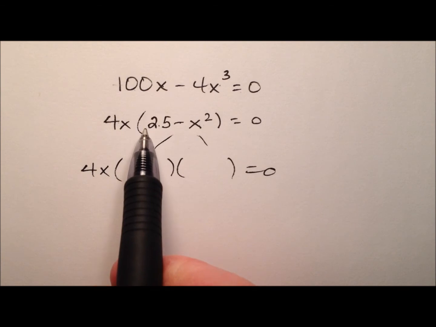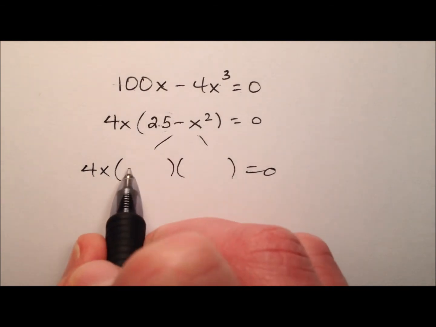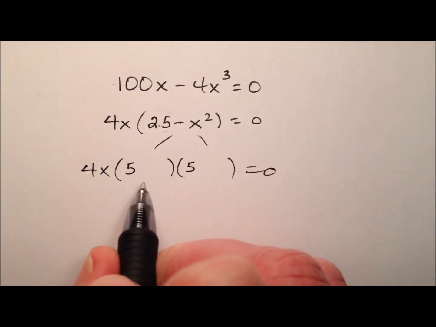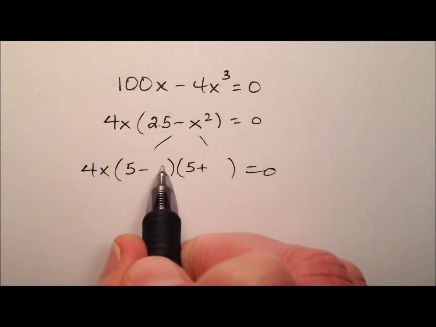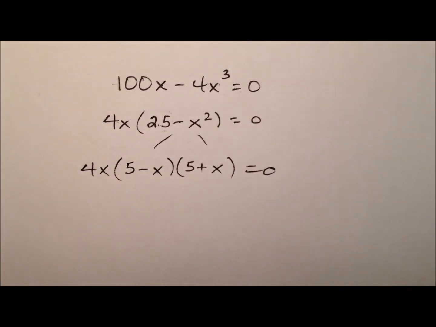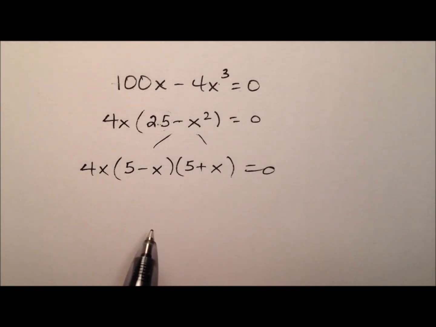So what is the square root of 25? It's going to be 5, and minus and plus. And then what's the square root of x squared? Well, just x. So we have now factored this expression on the left side.